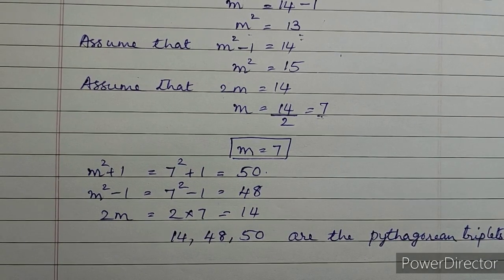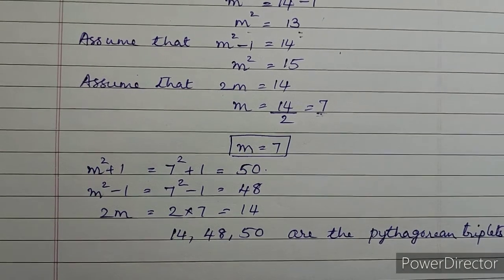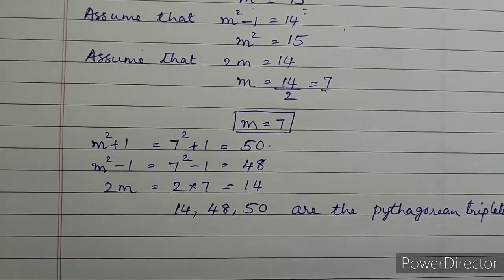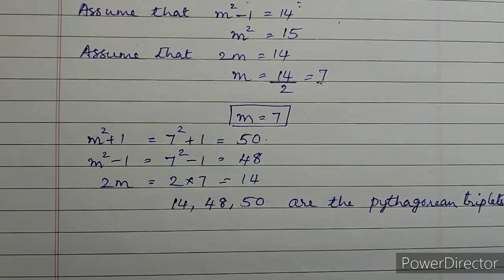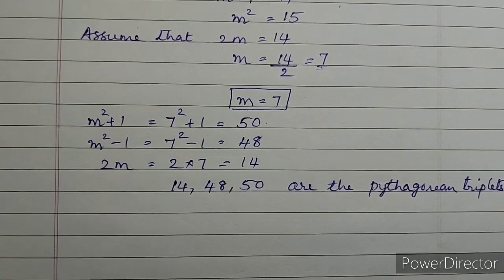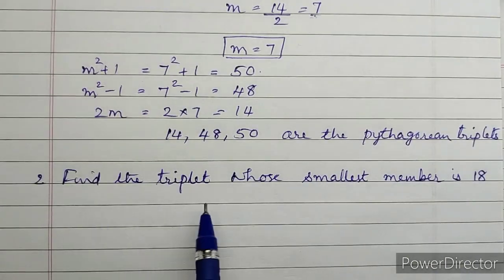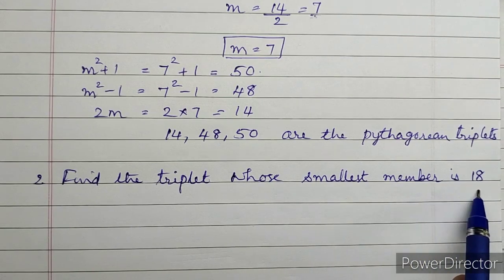So this is the way of finding the members of Pythagorean triplets, if any one number is given. Remaining two numbers you can find out. One more example I will show you. Find the triplet whose smallest member is 18.